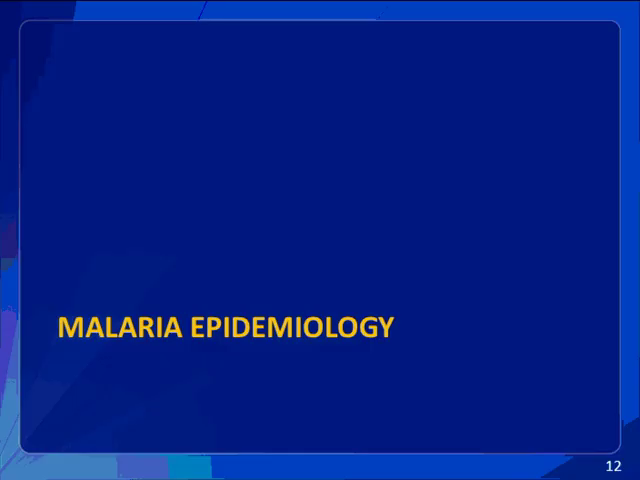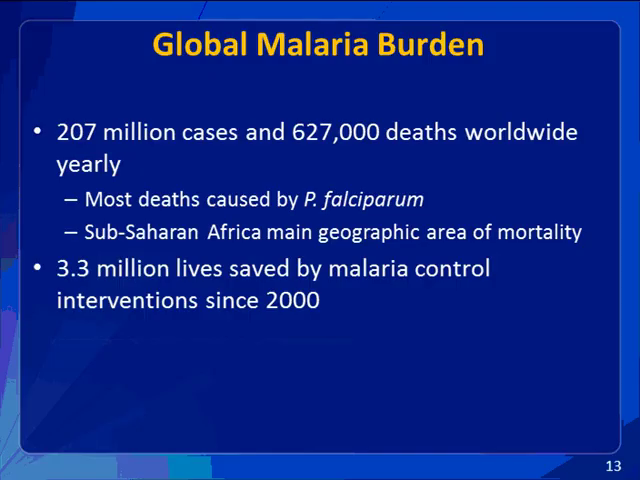Next, I will give some background on the epidemiology of malaria. Malaria is a major global public health problem. There are roughly 207 million malaria cases worldwide every year, leading to approximately 627,000 deaths. Most deaths are caused by infection with Plasmodium falciparum, and the majority of deaths occur in sub-Saharan African children.